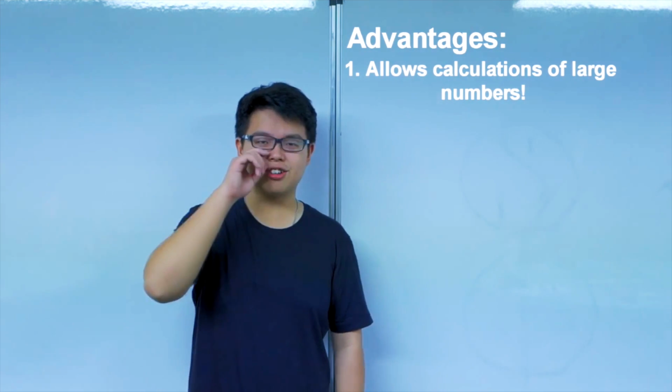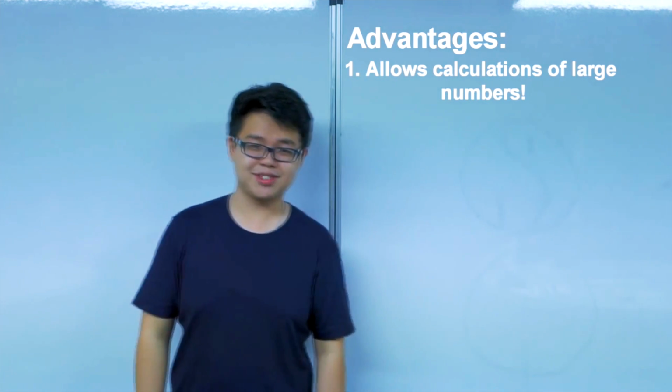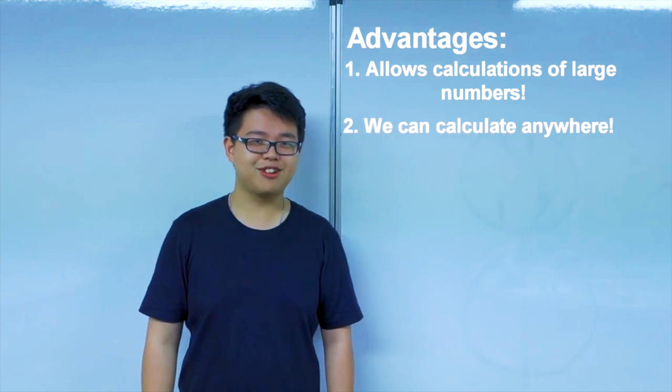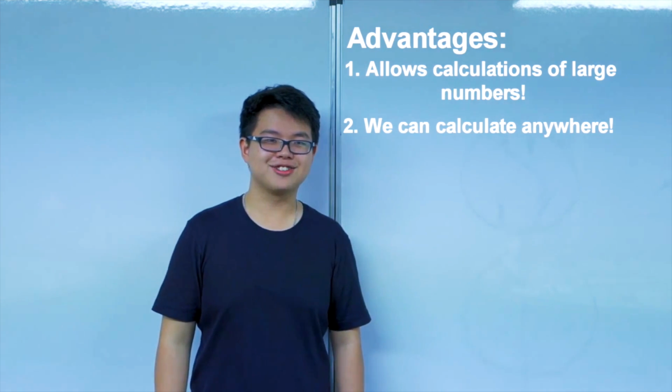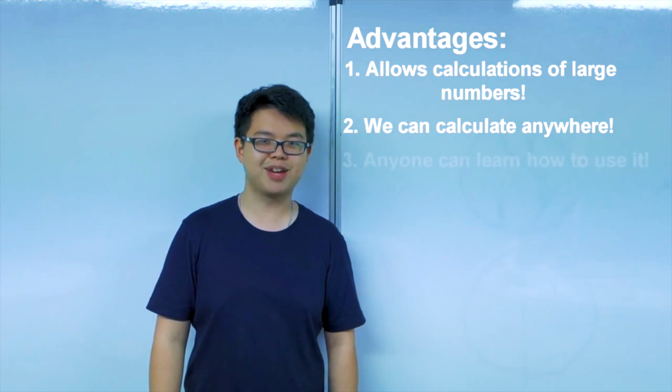So why don't we use a calculator? What are the advantages and disadvantages? Let's start with the advantages. One of the advantages of having an abacus is that it allows calculations of large numbers. Second of all, you can calculate it literally anywhere because you don't need paper or pens.